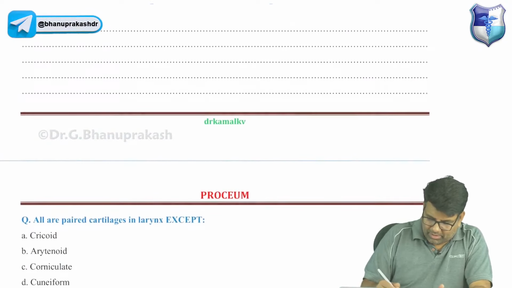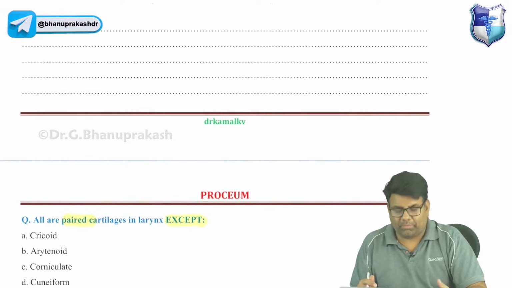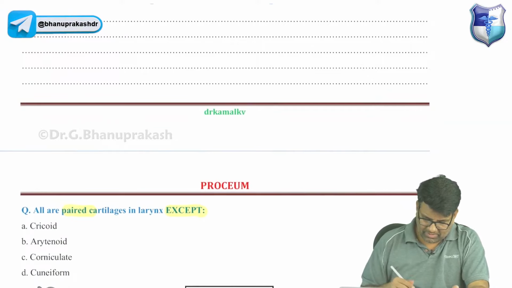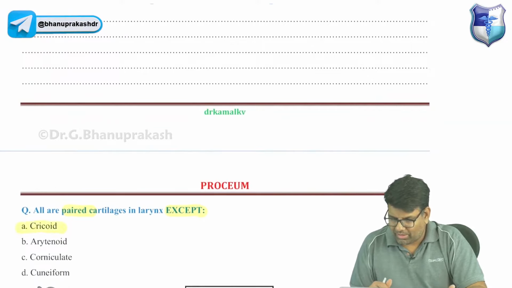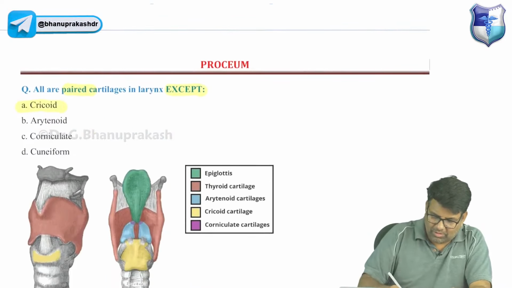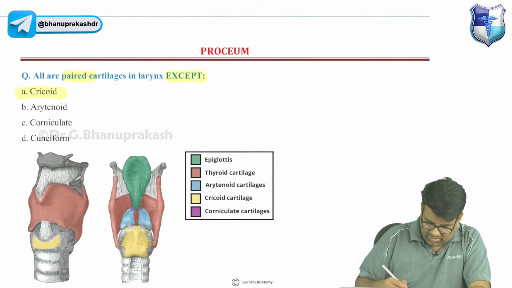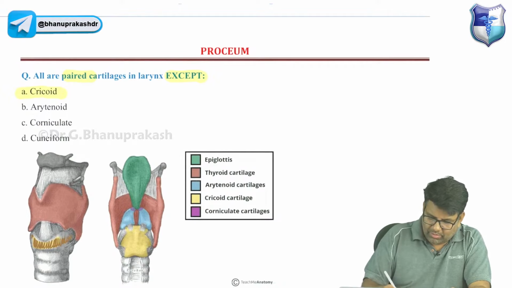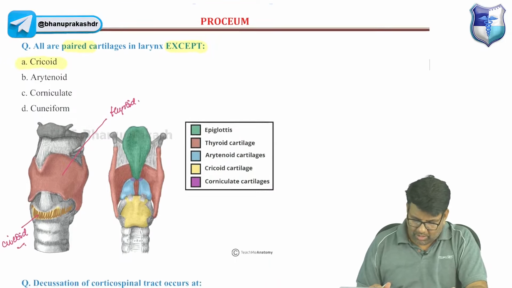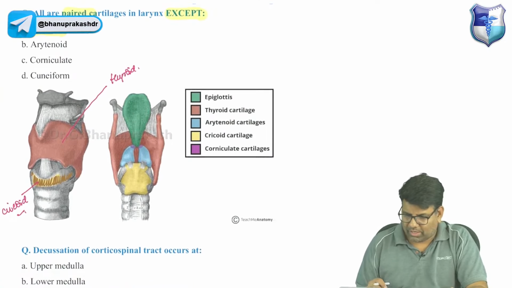Now all are paired cartilages in the larynx except, anyone? Now this is very basic. The answer is cricoid. You can see this is the cricoid cartilage here, and this is thyroid. Cricoid is the answer.